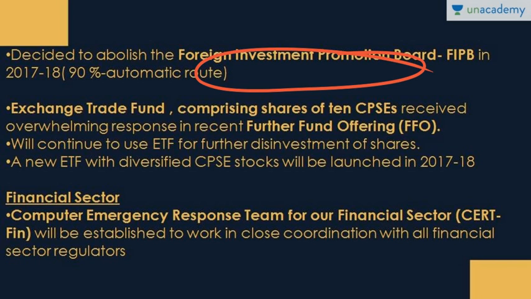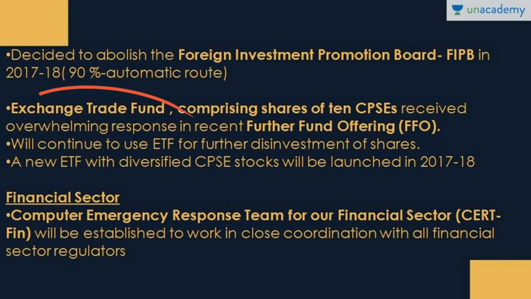So in disinvestment, we saw a model by the name of exchange traded fund, whereby we sell many shares of PSUs together. This exchange traded fund comprises shares of 10 public sector units. This saw a good response last year, so this will be continued this year as well for the disinvestment. Simultaneously, a new ETF, that is exchange traded fund, is promoted, which will be diversified. It has many different sorts of companies and their stocks that will be disinvested.